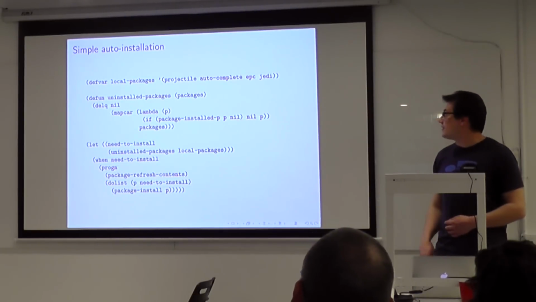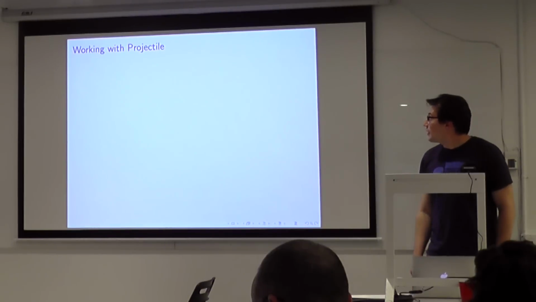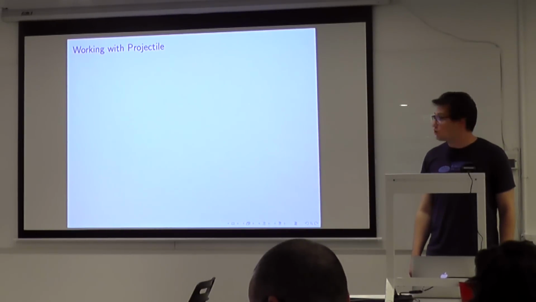And then, given that list, I have some code that binds it to a temporary variable that I've called need-to-install. And when that variable is non-nil, I refresh the contents of the local package manager, and then for each uninstalled package, I call the function package-install on the package name. And so that's the command that does the magic, package-install. So then now you have your packages installed, and what remains is just to enable them.